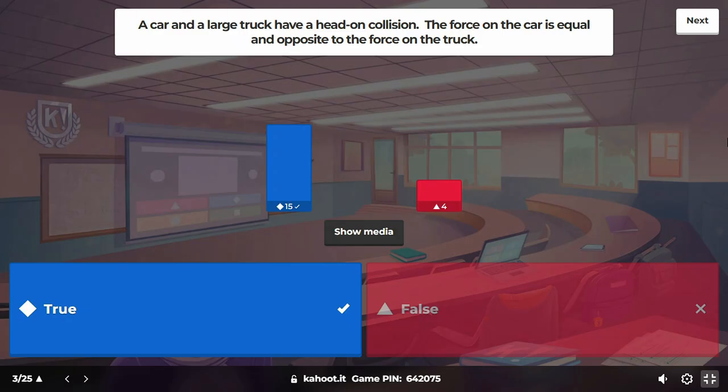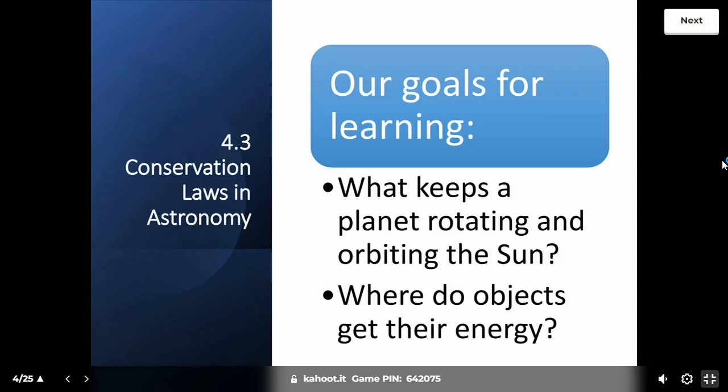Yeah, so this is true. This is a consequence of Newton's third law. For every action, there's an equal and opposite reaction. Even though the truck is bigger, it experiences the same force because it's the same collision that's happening. There are some differences for the truck that we'll touch on in a minute.